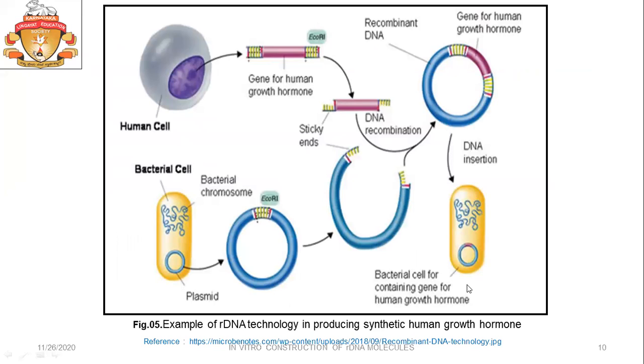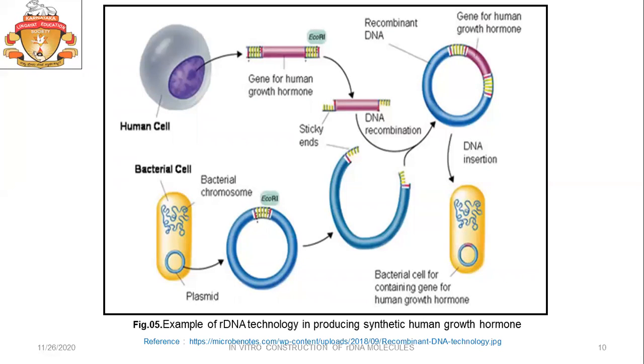And let me give you an example of how recombinant DNA works. I'm taking an example of producing synthetic human growth hormone. So basically, we are isolating the gene for human growth hormone from the human cell. At the same time, we are taking the vector, that is plasmid, from the bacterial cell. So we are then subjecting these two to restriction digestion.